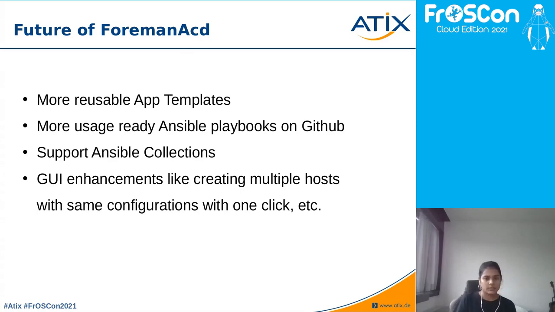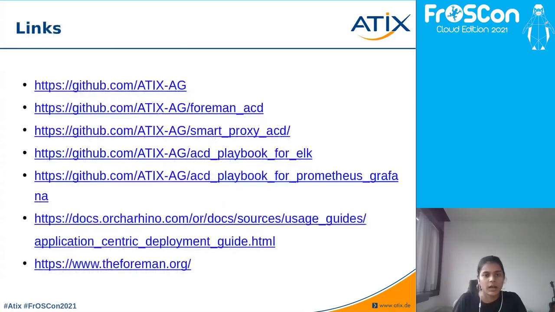And there is always a possibility to add more tests, because the more the tests, the better the plugin. So I have also added some links for you. For example, we have the Atix AG project on GitHub, where you can check multiple plugins. One of them is Foreman ACD, which is an application-centric deployment. And it uses smart proxy, so we have a plugin for that as well. And you can check these playbooks out.